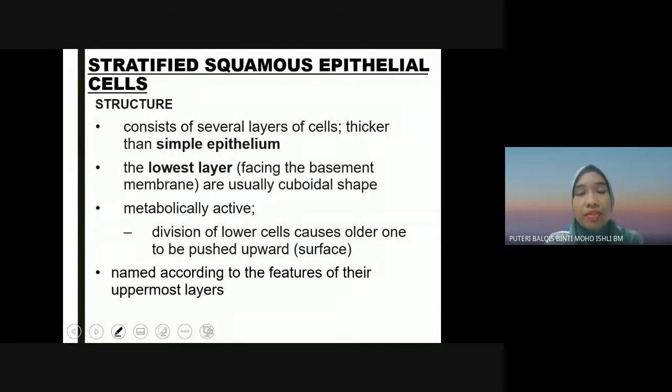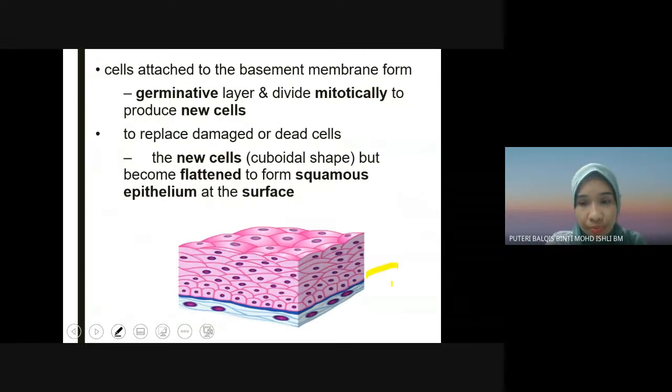Stratified. Stratified maksudnya bertingkat-tingkat. Consists of several layers of cell thicker than simple epithelium. The lowest layers are cuboidal shape. So layer paling bawah adalah cube shape. Yang ni, dia adalah cube shape. Okay, so what happen is yang dekat bawah ni, cell attached to the basement membrane, this will divide by mitosis. Okay, it will divide by mitosis.